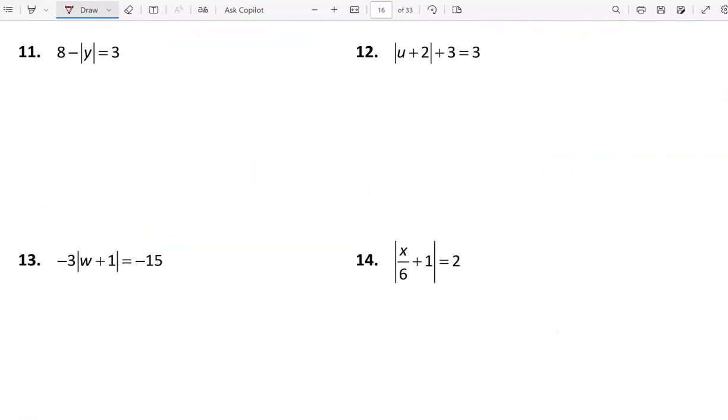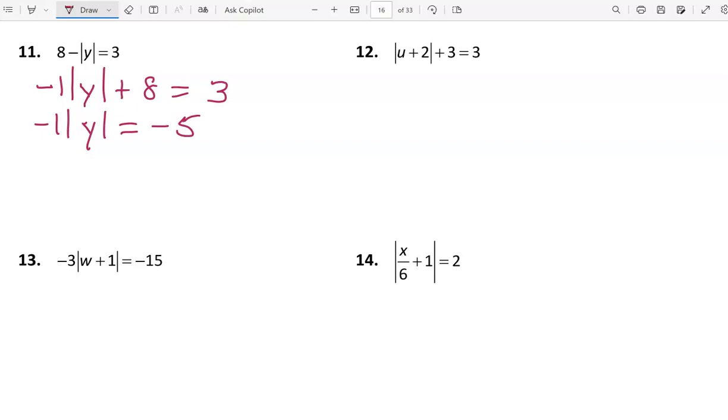In number 11, 8 minus the absolute value of y is equal to 3. You might want to turn this into negative 1 times the absolute value of y plus 8 is equal to 3. A little bit easier in terms of solving.